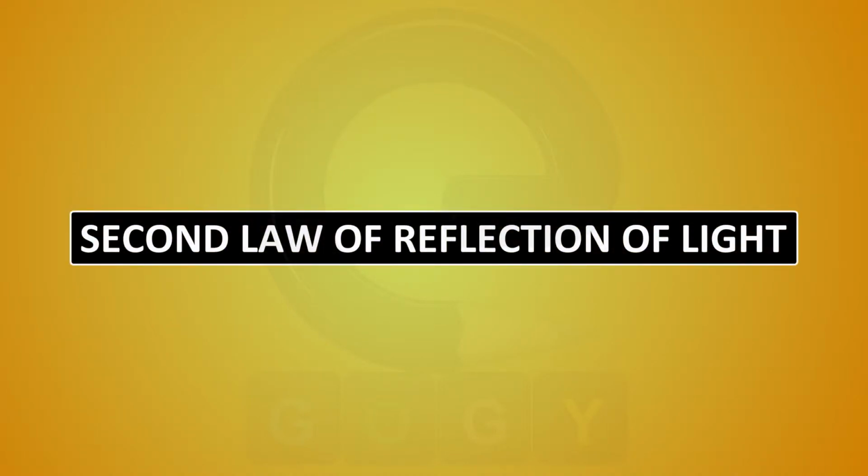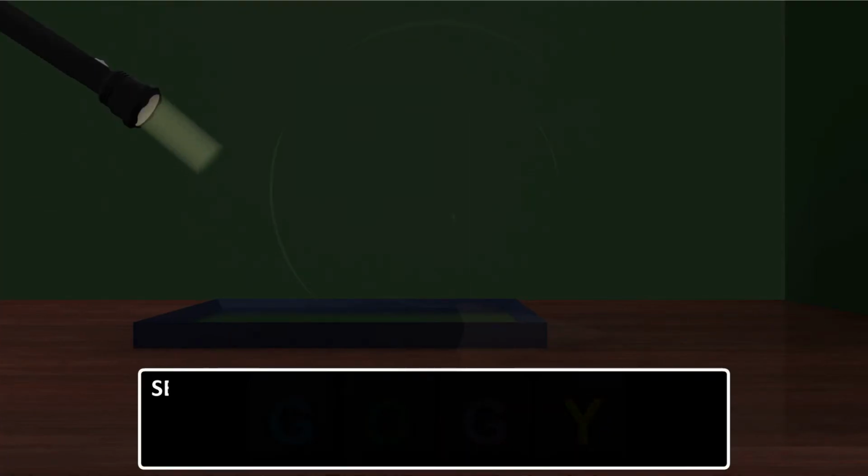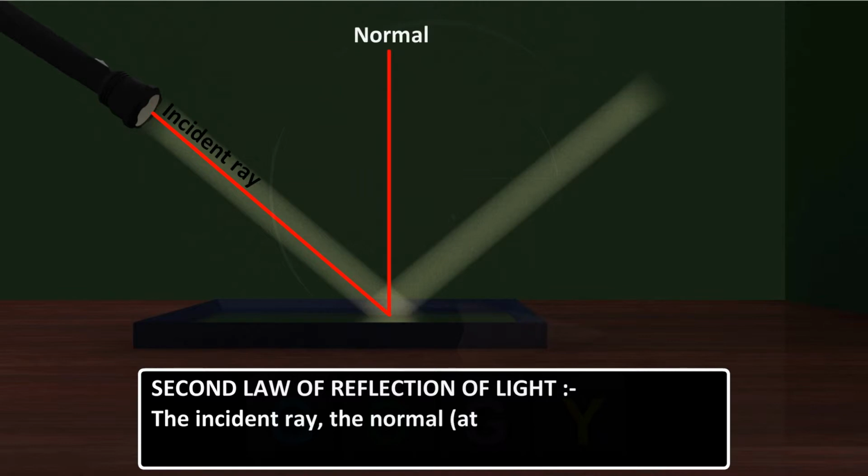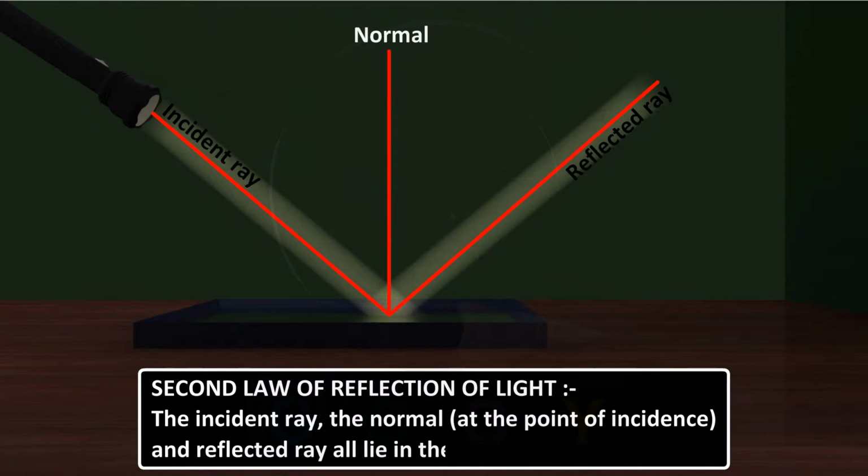Second law of reflection of light. The second law of reflection of light states that the incident ray, the normal at the point of incidence, and the reflected ray all lie in the same plane. For example, in this ray diagram, the incident ray AO, the reflected ray OB, and the normal ON all lie in the same plane.